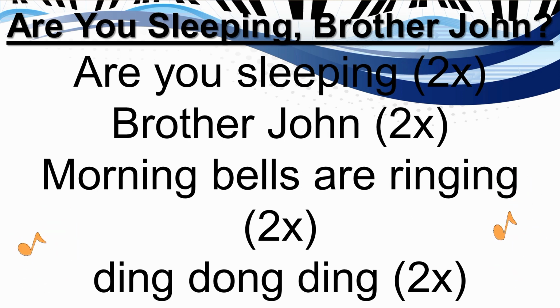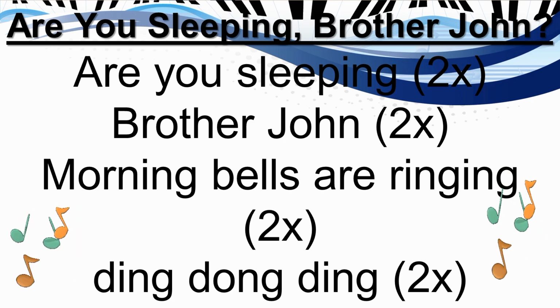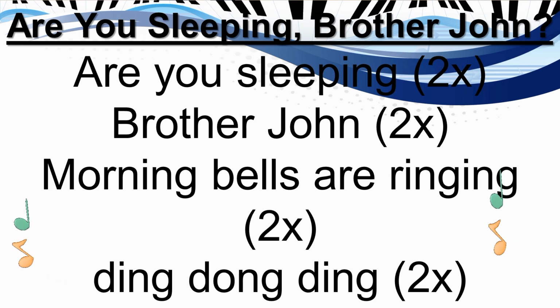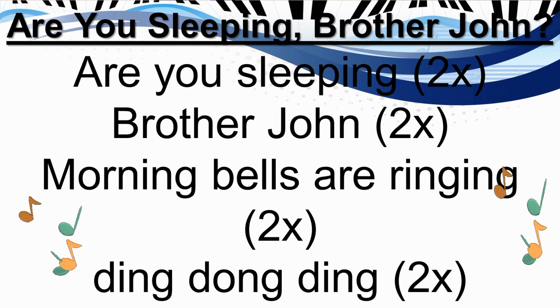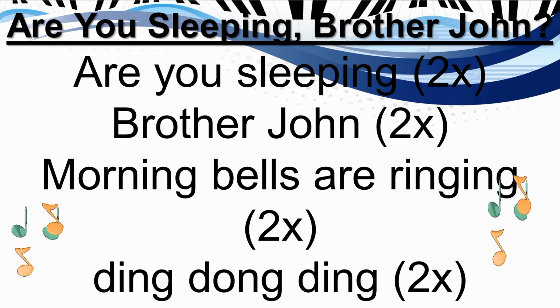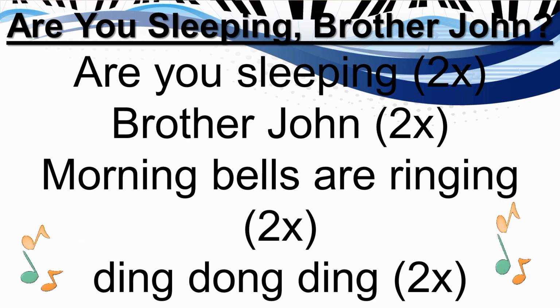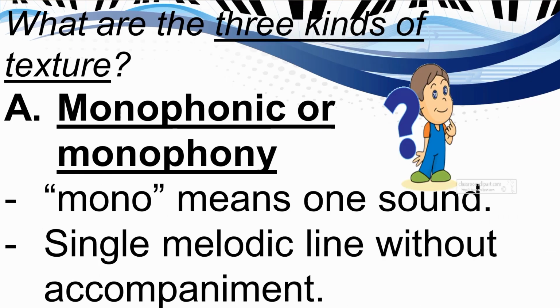Okay, did you hear that? What do you think is the kind of texture while I am singing a cappella the Are You Sleeping, Brother John? Okay, let's find out. Because there are three kinds of texture in a musical composition. So what are the three kinds of texture? We have the monophonic, the homophonic, and the polyphonic.